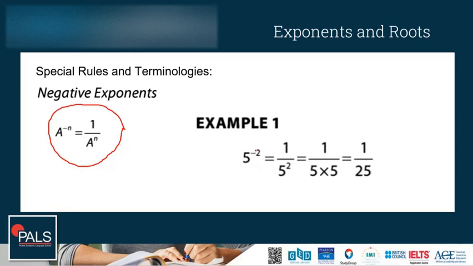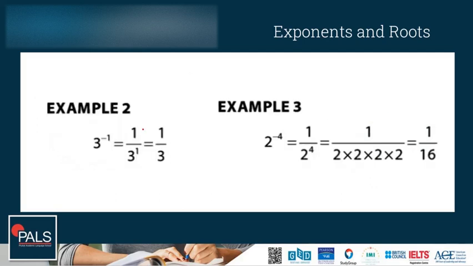5 to the power of negative 2 is equal to 1 over 5 to the second power, or 5 squared, which is equal to 1 over 5 times 5. The answer is 1 over 25. Let's look at another example. Example number 2, 3 to the power of negative 1. So find the reciprocal. 1 over 3 to the power of 1. Any number with a power of 1 is still the number. So the answer is 1 over 3. Example number 3, 2 to the power of negative 4 is equal to 1 over 2 to the power of 4, or to the fourth power. So the answer is 1 over 16.